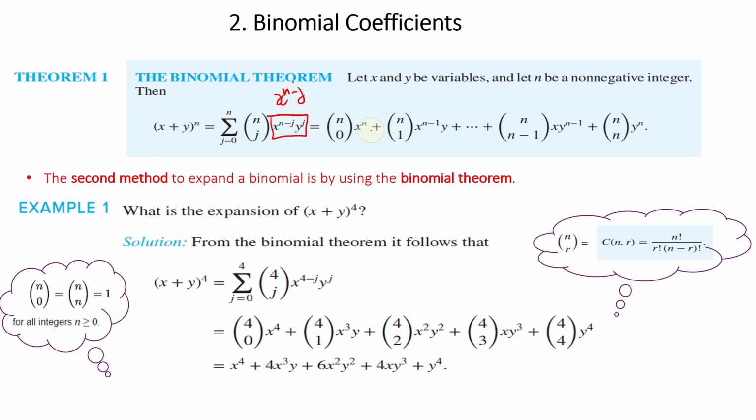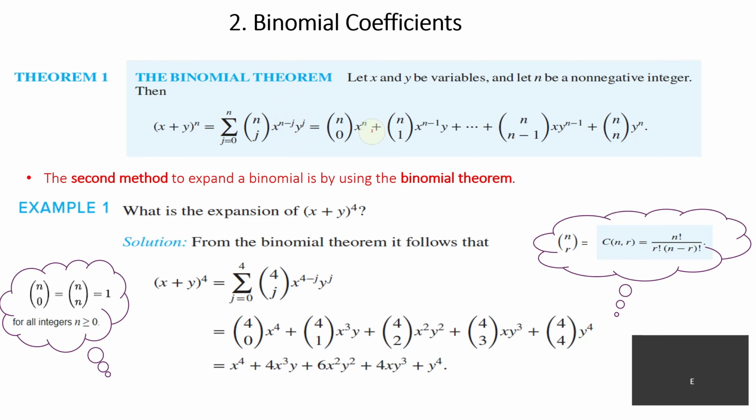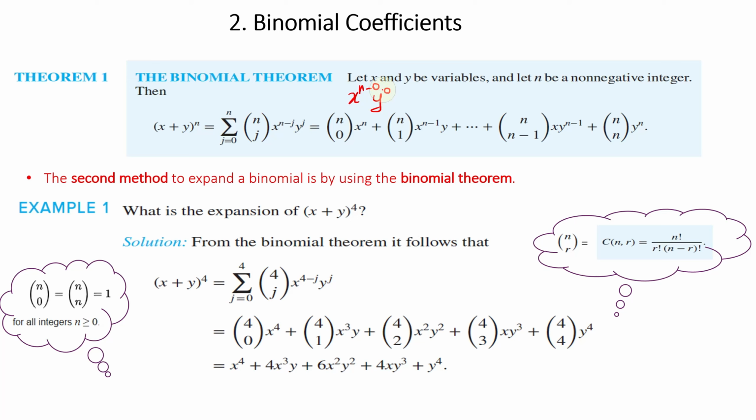This is going to be x^n. Why? Because x^(n minus 0) is x^n, multiplied by y to the power of 0, and y to the power of 0 is going to be 1. So that's why I don't have to write y to the power of 0. That's why we write this x to the power of n. And then when j is 1, that's what we have here.